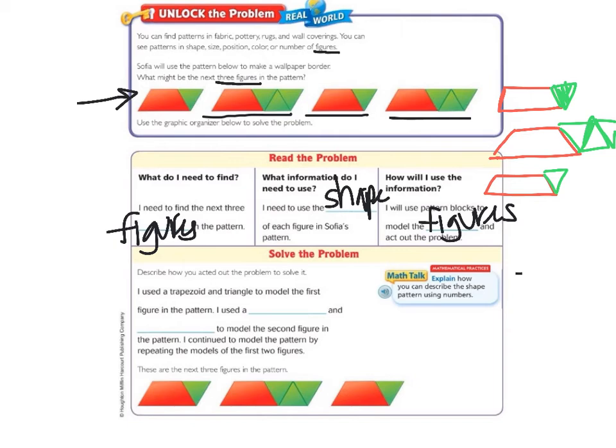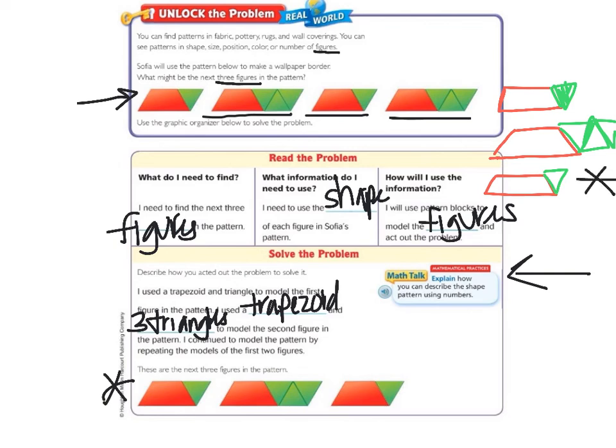So, back down here to solve the problem. Describe how you acted out the problem to solve it. Well, I used a trapezoid and a triangle to model the first figure in the pattern. I used a trapezoid and three triangles to model the second figure in the pattern. I continued to model the pattern by repeating the models of the first two figures. So here you can see the same three figures that I drew up here, and they are the next three figures in the pattern.